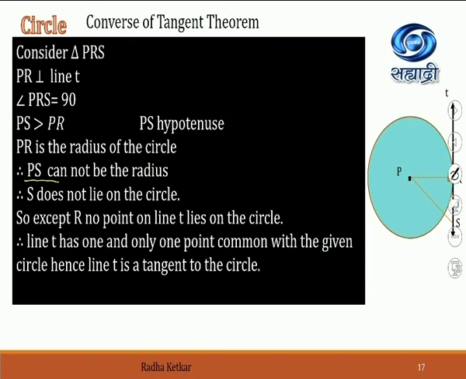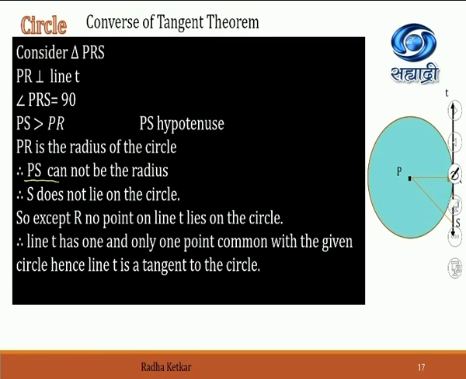That means it is giving us a distance which is more than the radius, so S will not lie on the circle. It should be some point outside the circle, right? So except point R, there is no point on line T which lies on the circle. That means line T has one and only one point common.